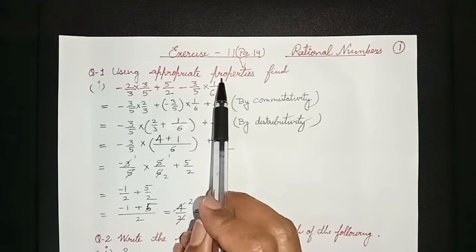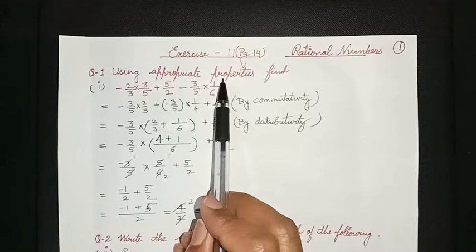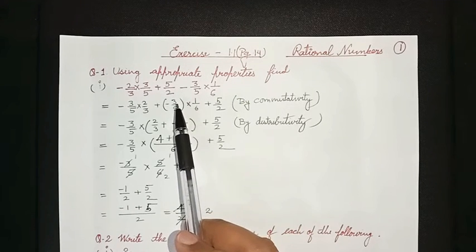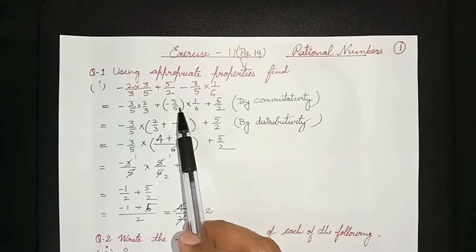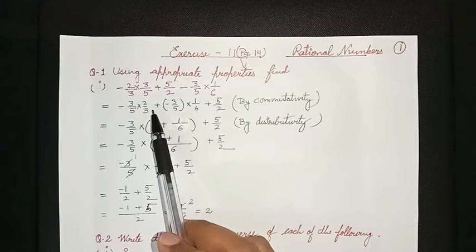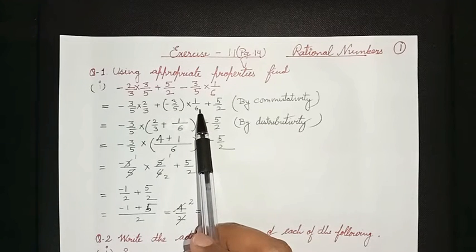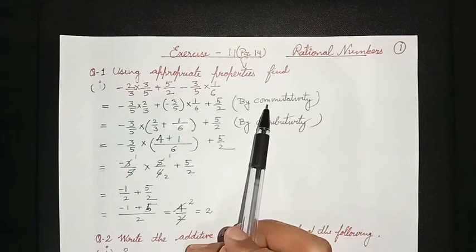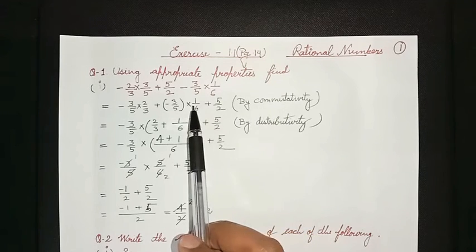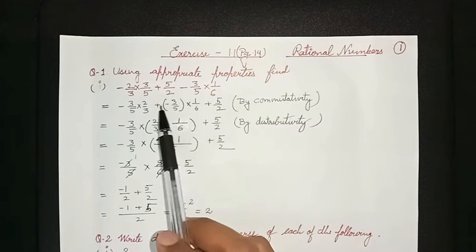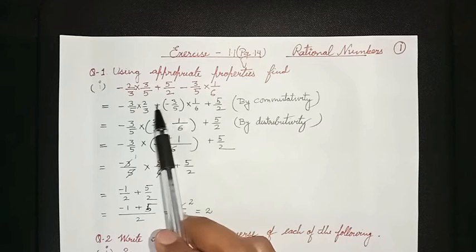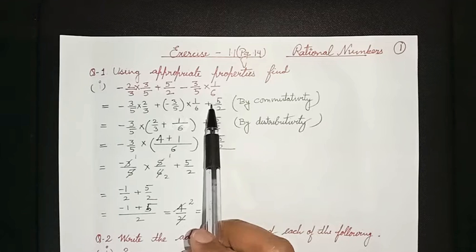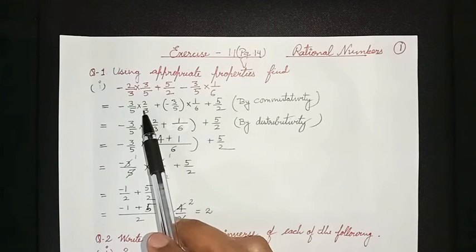Properties I have already explained to you for rational numbers. Now you will think which property we will use to solve the first step. For the first step, we will use the commutative property. By this commutative property, you know that you can change the order of the rational numbers. Now you will think how we will change the order of the numbers.